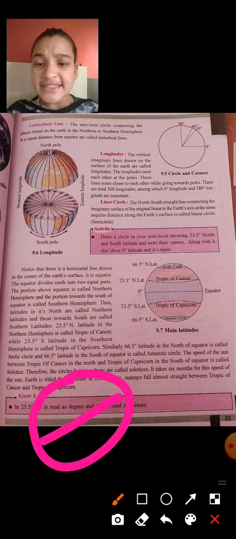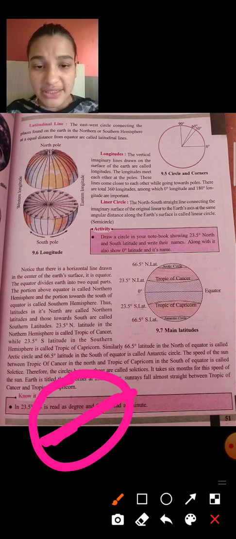Now notice that there is a horizontal line drawn in the center of the earth's surface. So we have to notice that the earth's surface is there and a horizontal line is drawn. It is the equator. The equator divides the earth into two equal parts.